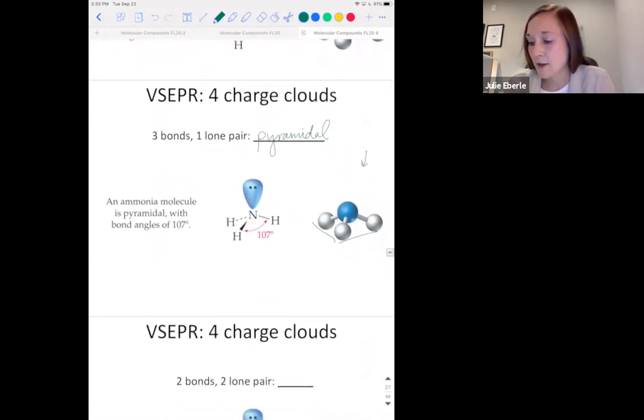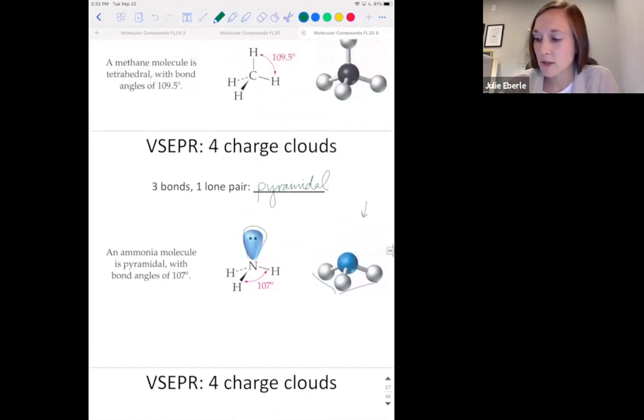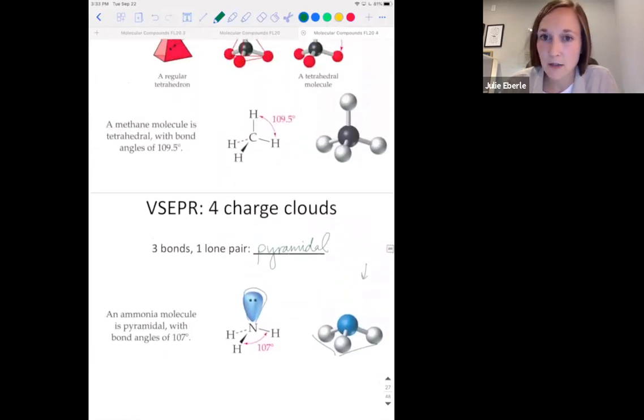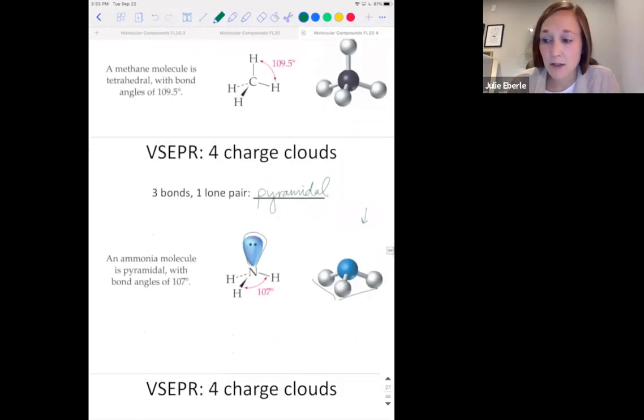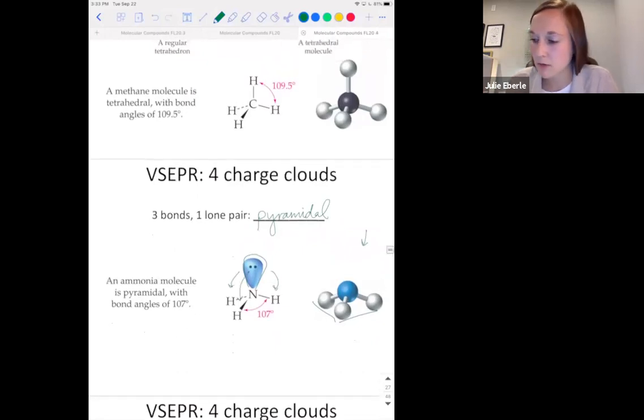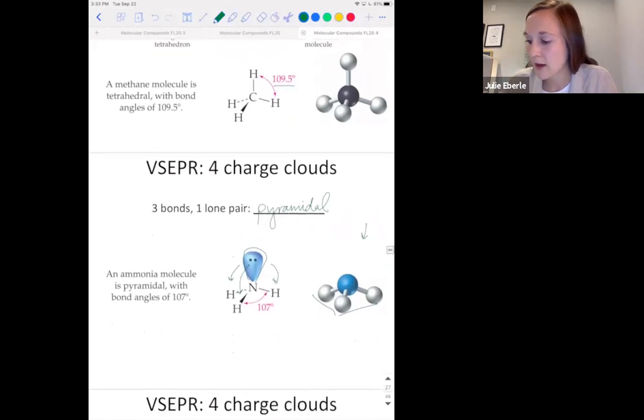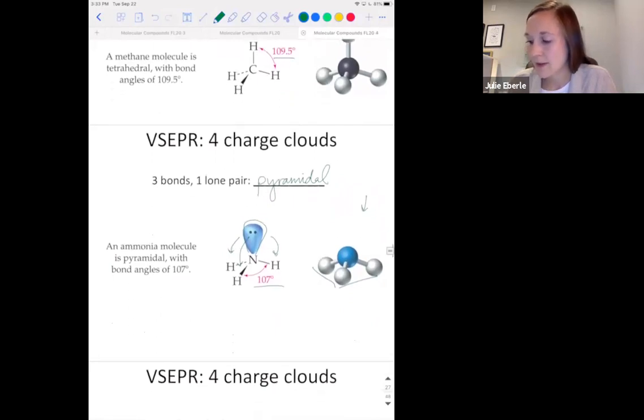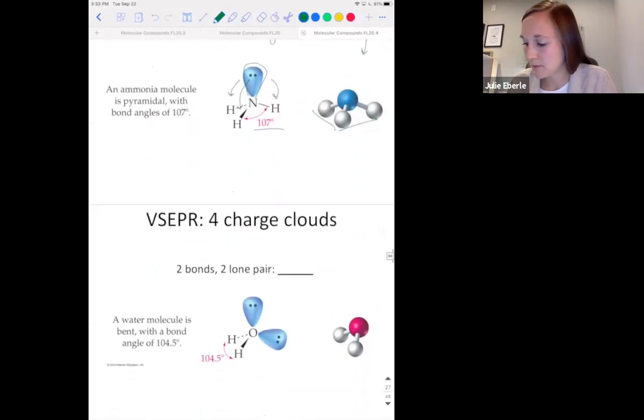Now again, here's another example of how pushy these electrons are. It's not a huge difference. We have 4 things attached to the central atom up here with the tetrahedral. Well, we also have 4 things attached to the central atom here. It's just that one of them is a lone pair. And you can see how this lone pair is forcing all these hydrogens a little bit closer together than they would be if it was a true tetrahedral. Okay, 109.5 versus 107. Electrons are just kind of pushy like that.